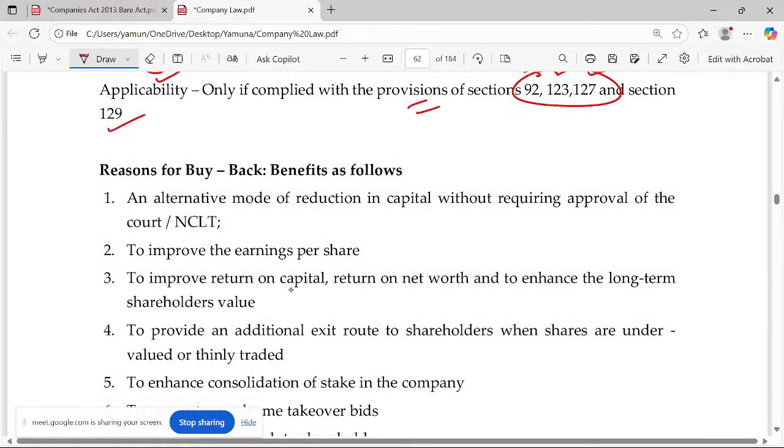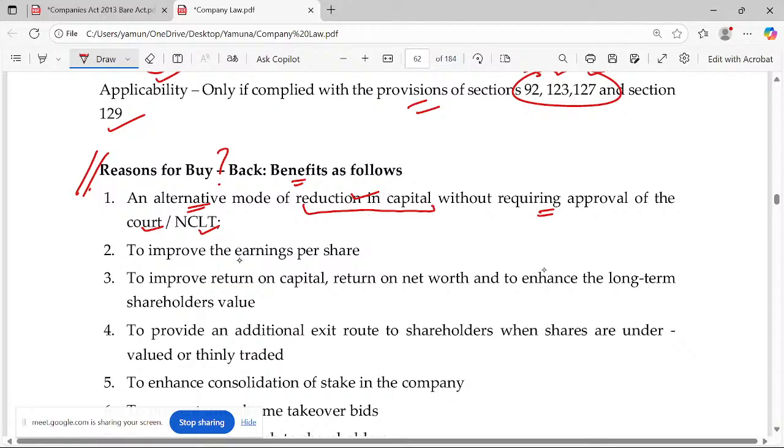The reason for buyback is an alternative mode, which is not there in the Act, but usually from the judicial side: why do you need to buy back? Okay, what are the benefits if you go for buyback? It's an alternative mode for reduction in capital. You need not go for approval from the court or National Company Law Tribunal. You can directly go for reducing the share capital.